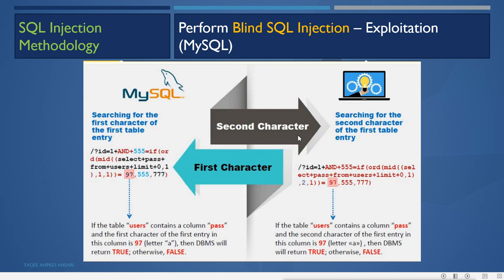Second, for searching the second character of the first table entry, it will add the same query here, but it will add the second character here, like 0, 1, 2, it is saying second, and it is saying that it equals 97. That means if the table users contains a column pass and the second character of the first entry is 97, that is also letter A, then the database management system will return true, otherwise it will return false. It is a blind injection because we don't know what the character exactly is.